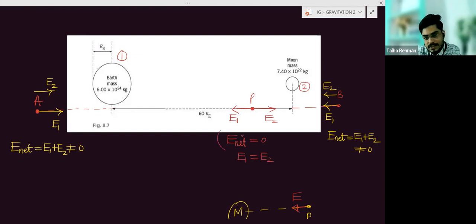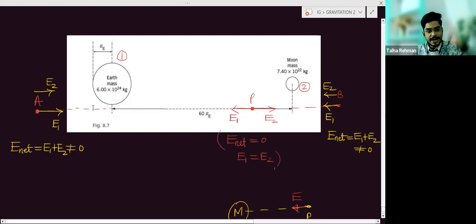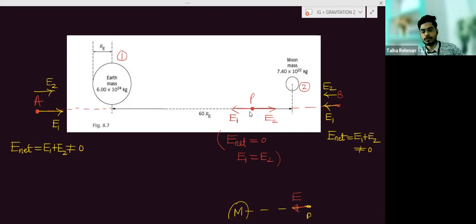So this is the reason that on the left of the Earth, or on the right of the Moon, the gravitational field intensity will never be zero. If it can be zero, it will be in between the Earth and the Moon. There will be a point between Earth and the Moon where the gravitational intensity due to both will be zero, because they are in opposite direction.